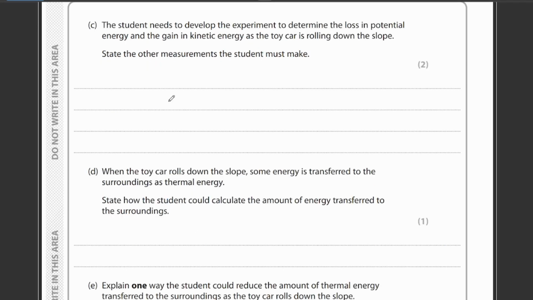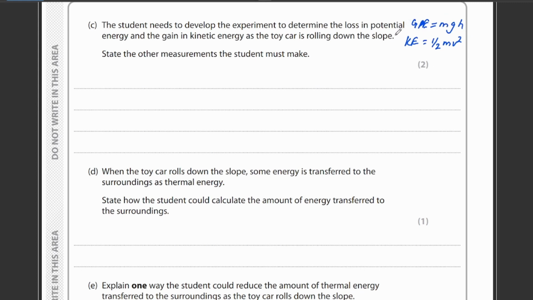Next question. The student needs to develop the experiment to determine the loss in potential energy and the gain in kinetic energy. Now, when they are referring to loss in potential energy, they are referring to the GPE. Now, remember, GPE equals the mass, gravity, and the height or gravitational field strength. And the kinetic energy equals half mass and velocity squared. Now, state the other measurement the student should make. If he wants to determine the loss in the gravitational potential energy and the gain in kinetic energy, he needs to work out the mass.